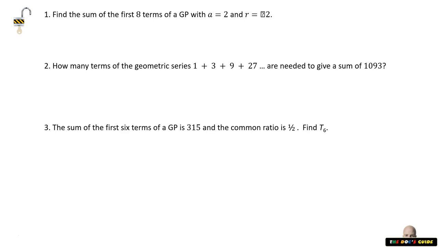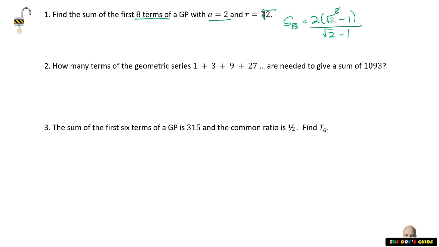So let's have a look at some examples. The first one says the sum of the first 8 terms of a GP with a equals 2 and r equals, I'm almost sure that should have said root 2, so we'll treat it as that. So then the sum of the first 8 terms is a outside of r to the n, so root 2 raised to the 8th, minus 1, over root 2 minus 1.